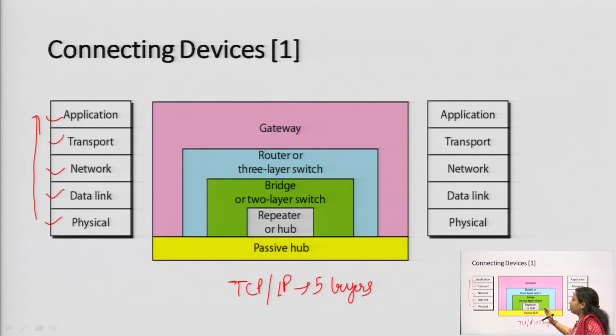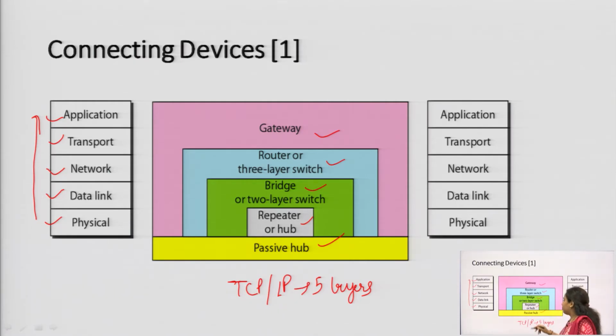So, in this diagram what we are going to see is how this TCP/IP layer model is mapped to these connecting devices, like this is the passive hub, this is repeater or hub, this is bridge or 2 layer switch, then router or 3 layer switch and a gateway. So, basically at each of the layers, what are the connecting devices that are possible, so that different networks can be connected together, like 2 LANs I want to connect, and at what layer I can use what kind of connecting device. So, that mapping is shown in this diagram.